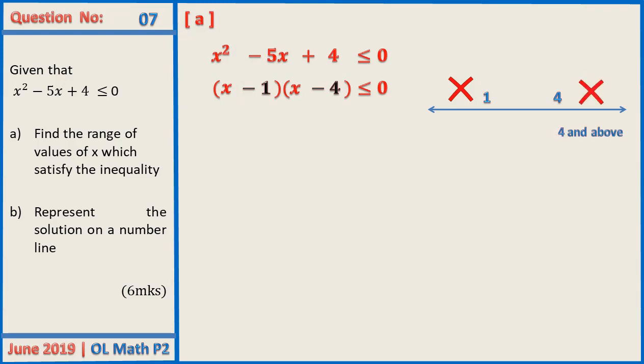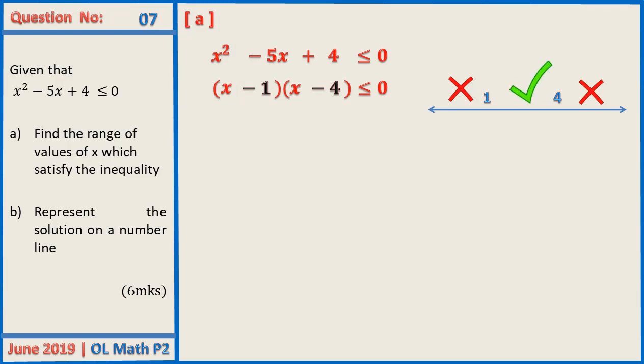Let's test the region above 4. Let's take 5, for example. 5 minus 1 is positive. 5 minus 4 is positive. And that gives us a positive number, which is 4, which is still not less than 0. So this region above 4 is still wrong.